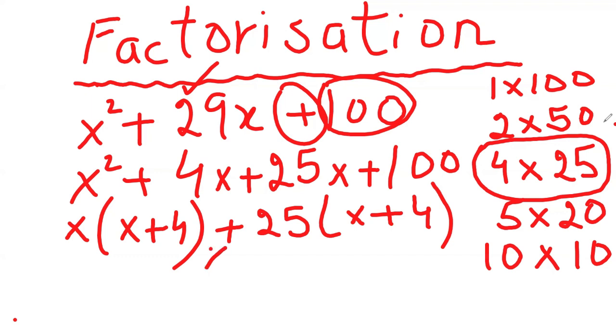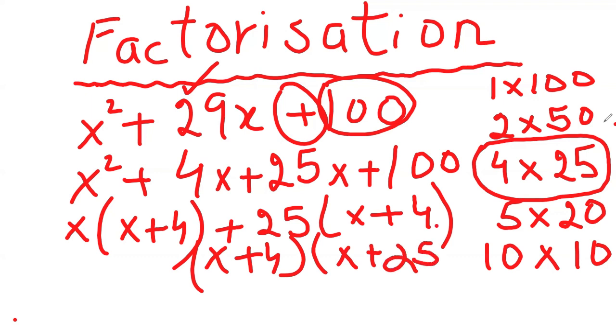So, X plus 4 and X plus 25. Like this, the factorization is completed. X plus 4 and X plus 25. Let's take the new question now.